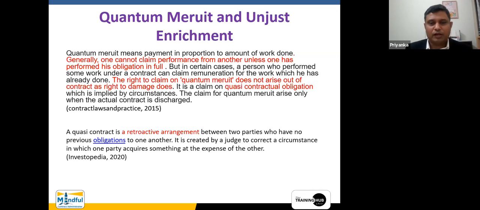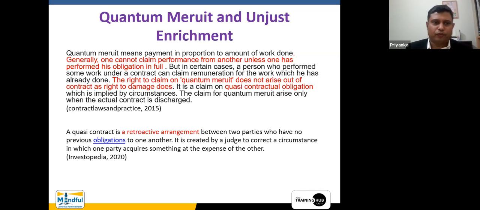Therefore, one cannot claim performance from another unless one has performed his obligation in full. That is why the essence of this particular legal case is of utmost importance for a lump sum contract, unlike a unit rate type of contract, which I will come to separately. But in certain cases, there are always exceptions.